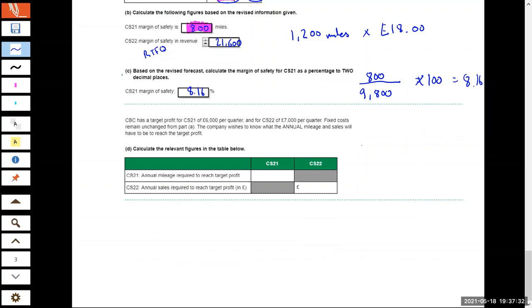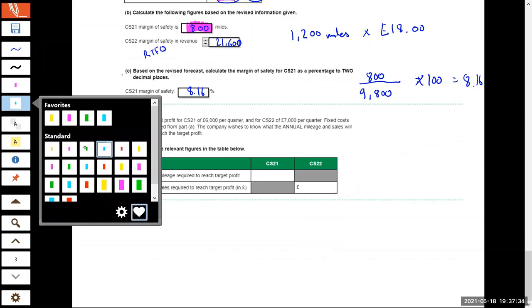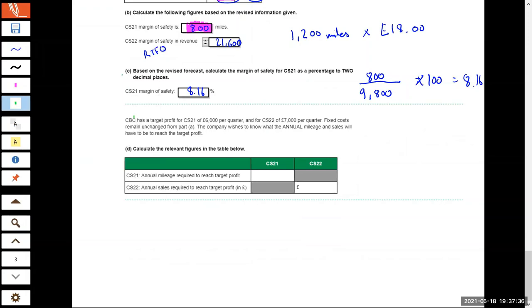Okay, so last question. I've got my trusty green highlighter. CBC, which is the bus company, has a target profit of £6,000 per quarter. Bear in mind, they might be being tricky here. So that's per quarter. And CS22, £7,000 per quarter. Fixed costs remain unchanged from part A.